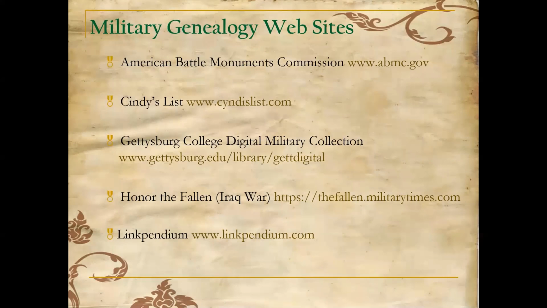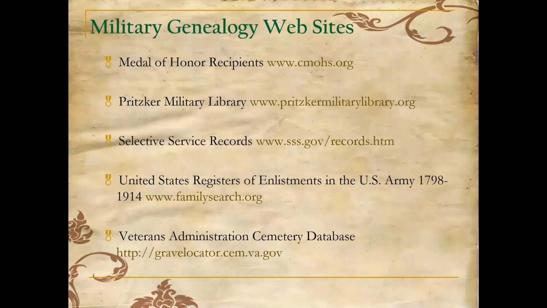It's done by state and then by county and then by resource. So you can't search for railroad records like you could in Cindy's List unless they fell within a particular county or state, but it's still a great resource. The VA cemetery database is available online. Selective service records you can apply for before 1960. Those are available by application to get a copy of somebody's selective service record.